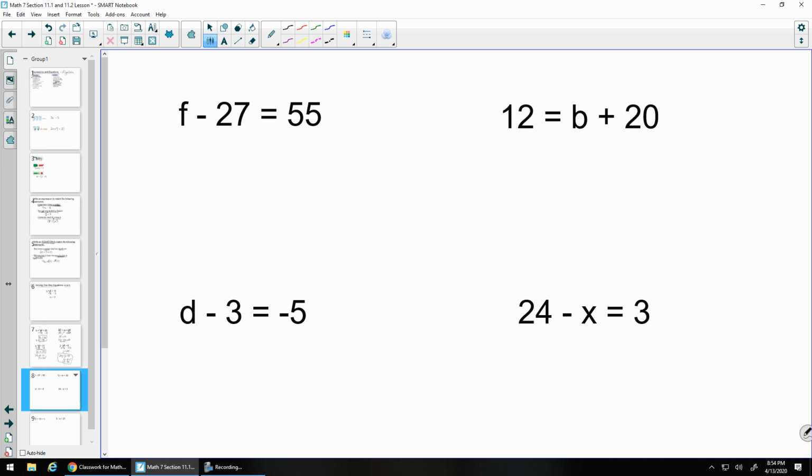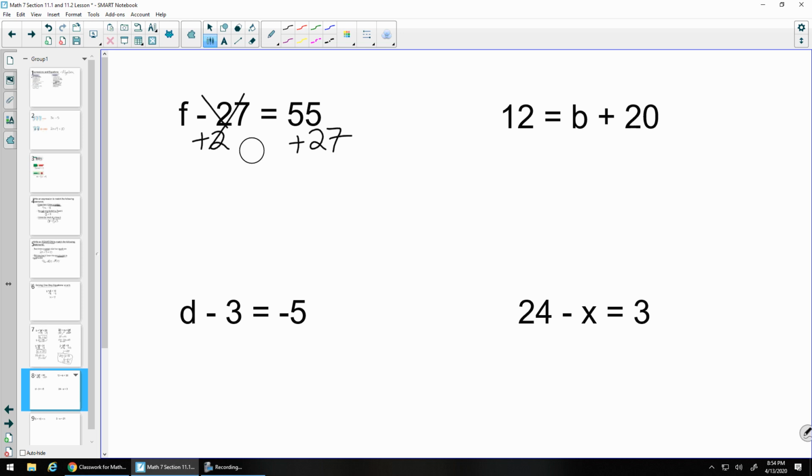So f minus 27 is equal to 55. So something minus 27 equals 55. So that must be a number bigger than 55. In fact, it's 27 more than 55. We add 27 on this side, doing the opposite of what's being done to f. F is having 27 subtracted from it. I will add 27, and I will do that to both sides to keep my equation balanced. I like to write it right underneath.